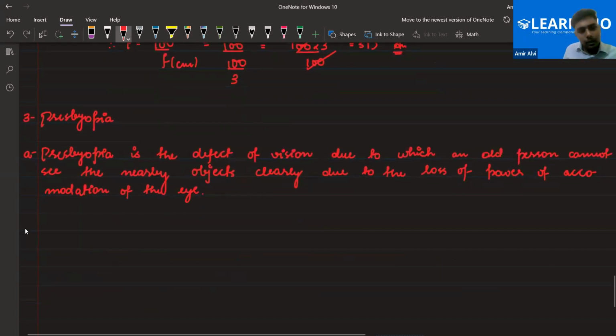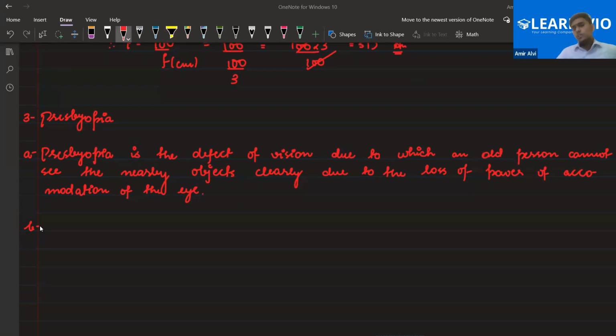Yeah, okay. Next, in this case, the near point recedes away more. It becomes more than 25 centimeters. The near point also increases in presbyopia.